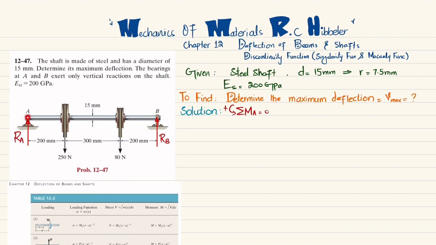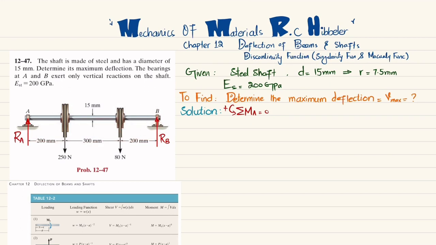So about point A, one moment is due to this 250 Newton load and perpendicular distance is 200 millimeter, which in meter is 0.2, and this is producing clockwise, so it will be negative. The second moment will be 80 into perpendicular distance 500 millimeter, which is equal to 0.5 meter, and it will also be negative because this is clockwise. The last moment is produced due to this RB into perpendicular distance 700, which is 0.700 meter, and that will produce counterclockwise moment, so it will be positive.